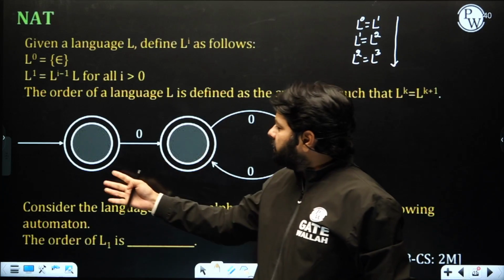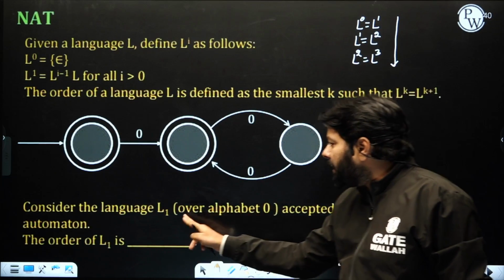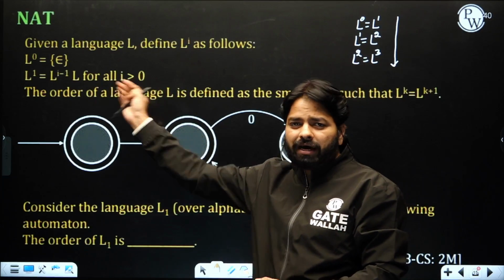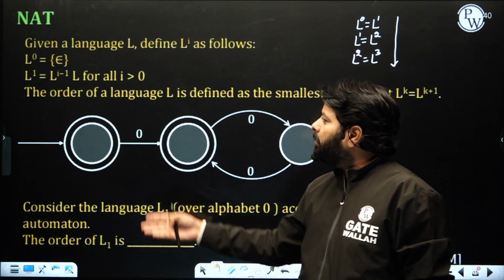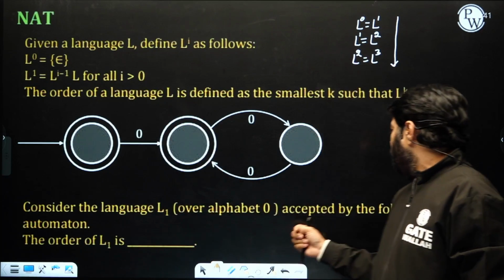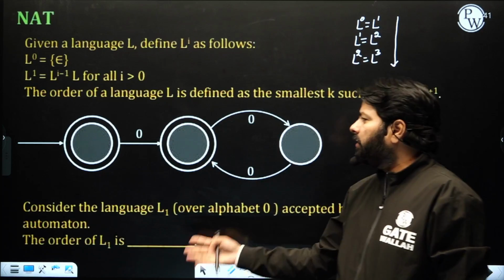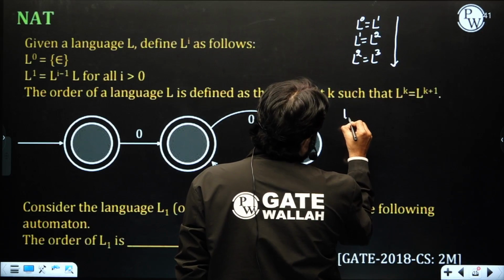Now let's start with this automaton. This automaton is accepting some language, so it is considered as L1. Why do you want L1? Just take L, because the definition is also with L, so better to follow L. So for the order of L1, I am just assuming the order of L only. And for the language accepted by the following automaton, the order of L is dash. So L1 and L both are the same, assume that.